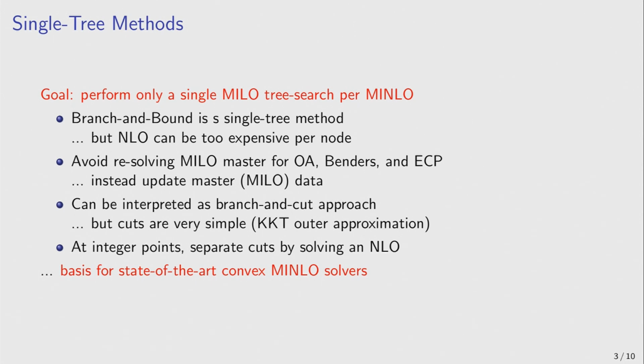So what we want to do is avoid resolving the mixed integer linear optimization problems like we do for outer approximation and Benders decomposition, and instead somehow update our mixed integer linear optimization data. So we want to update the problem and do it in a way that ensures that we're still converging.